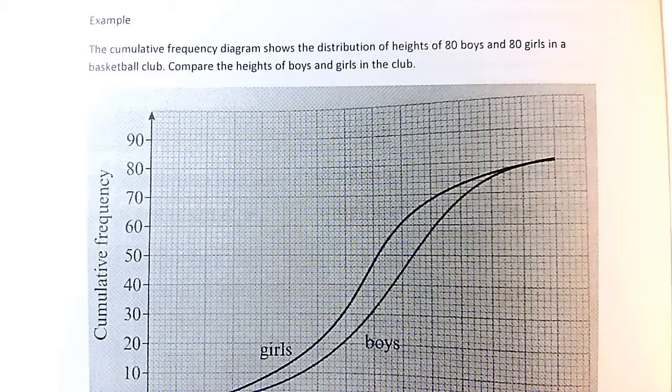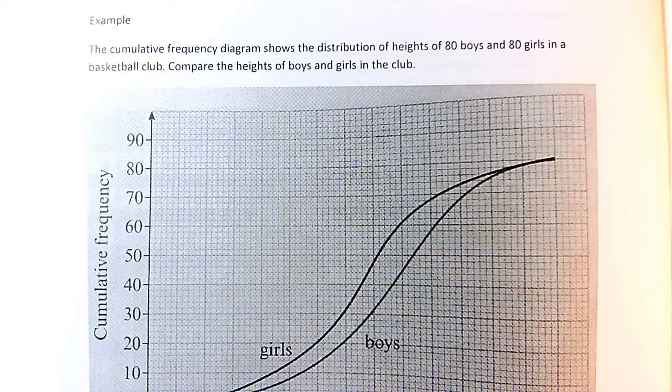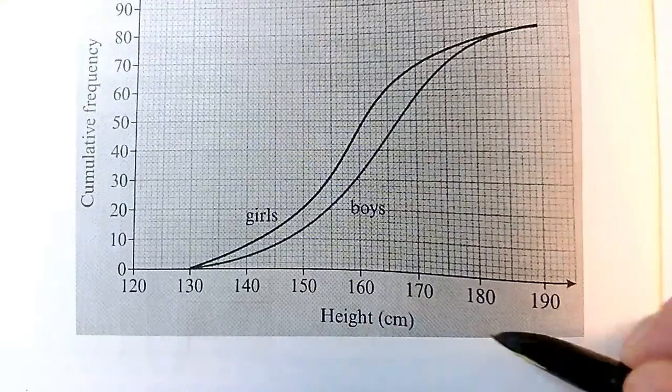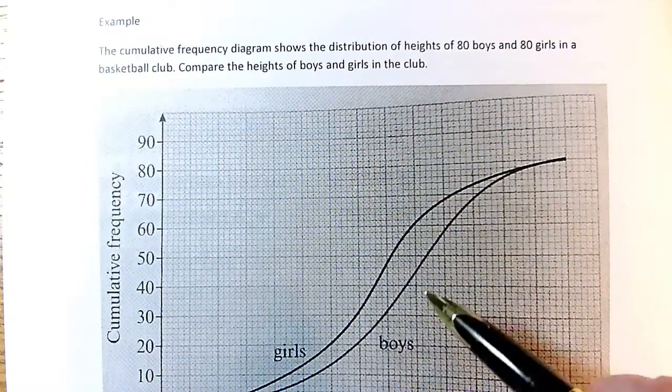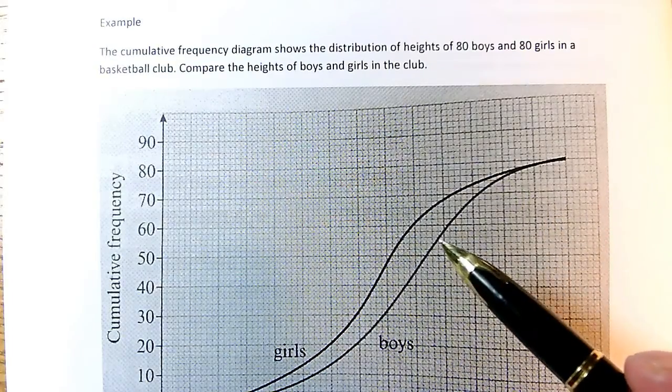Okay, this example gives me a cumulative frequency diagram. It's to do with heights. We've got height on the axis. We've got girls and boys. Okay, there are 80 of each, and we've got to compare the heights.